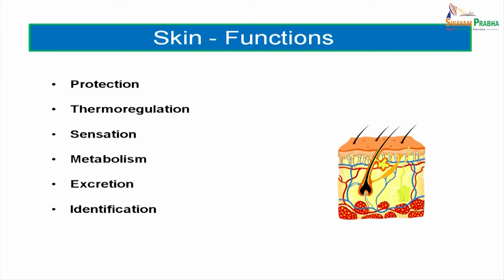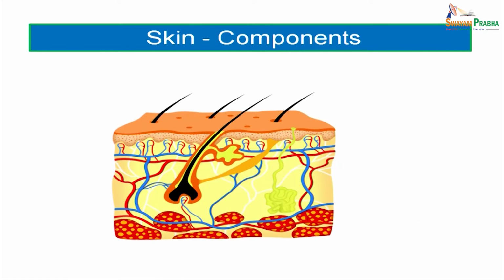So, these are some of the general functions which the skin performs. With this we will move on to the structure of the skin. These are the basic components which make up the skin. The first layer is the epidermis. This is the outermost layer. It is a predominantly cellular layer with very little intercellular substance.